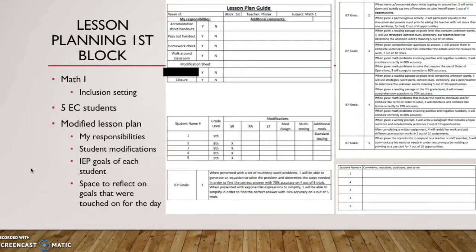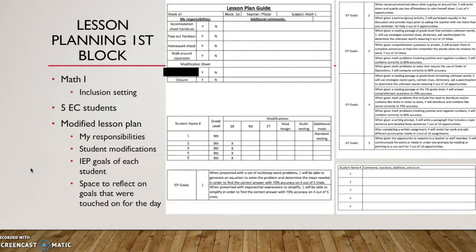Next, we will move on to the lesson planning. Each lesson plan of mine is modified due to the fact that I'm in an inclusion setting. This was pre-approved by Dr. Bowe and Professor Hurley Chamberlain. I'm first going to talk about lesson planning for my first block. This was a Math 1 inclusion setting where I have 5 EC students.